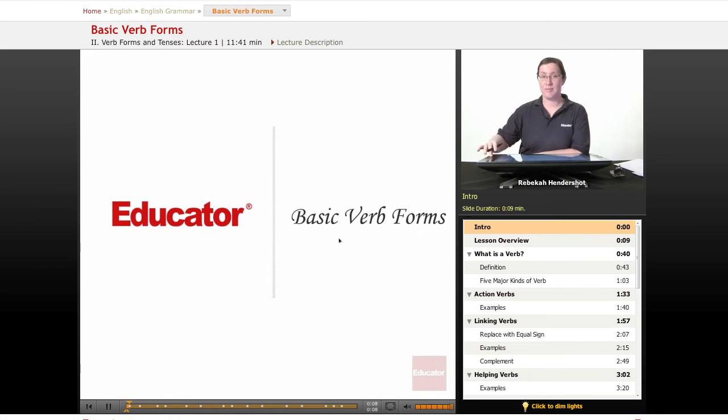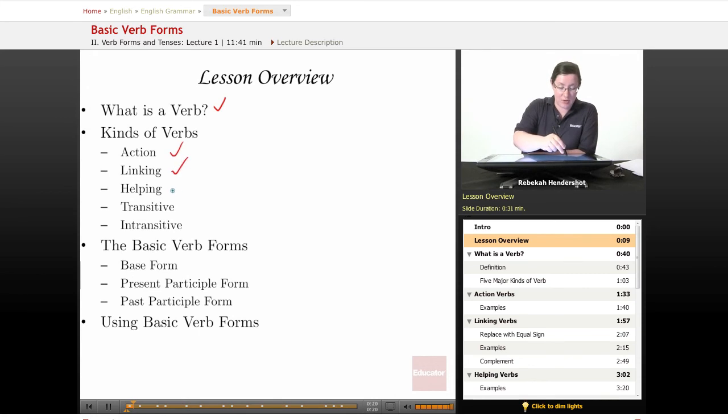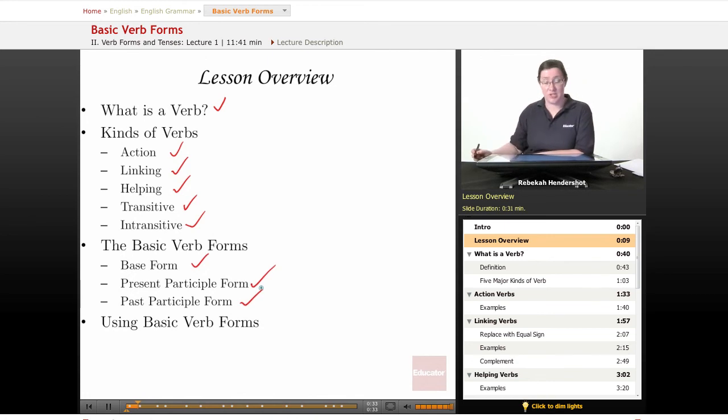Let's get started. All right, to begin with, we're going to ask, what is a verb? We're going to learn what they are, how they work, what they do, how to use them. We're going to look at the 5 major kinds of verbs: action verbs, linking verbs, helping or auxiliary verbs, transitive verbs, and intransitive verbs. Then we're going to look at the 3 base forms of verbs: the base form, the present participle form, and the past participle form. Finally, we're going to learn how to use the basic verb forms.